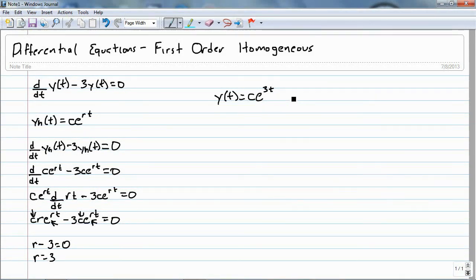But at this point here, we're just going to leave our solution general, and in this problem our homogeneous solution is C e to the 3t.